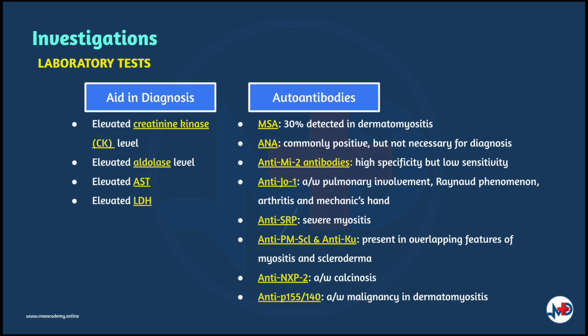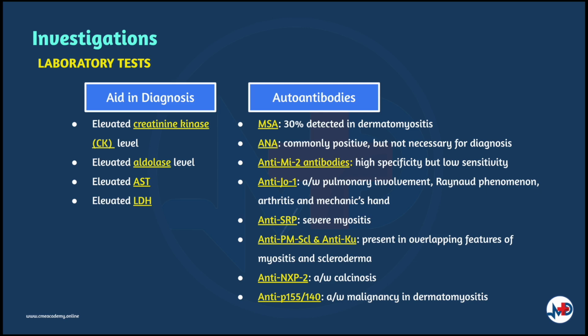This is a list of autoantibody investigations that can be done. Myositis-specific antibodies or MSAs occur in 30% of all patients with dermatomyositis. ANA is commonly positive but not necessary for diagnosis of dermatomyositis. Anti-Mi2 antibodies test has high specificity but low sensitivity. Anti-Jo1 is associated with pulmonary involvement, Raynaud phenomenon, arthritis, and mechanic's hand. Anti-signal recognition protein or anti-SRP is associated with severe myositis.